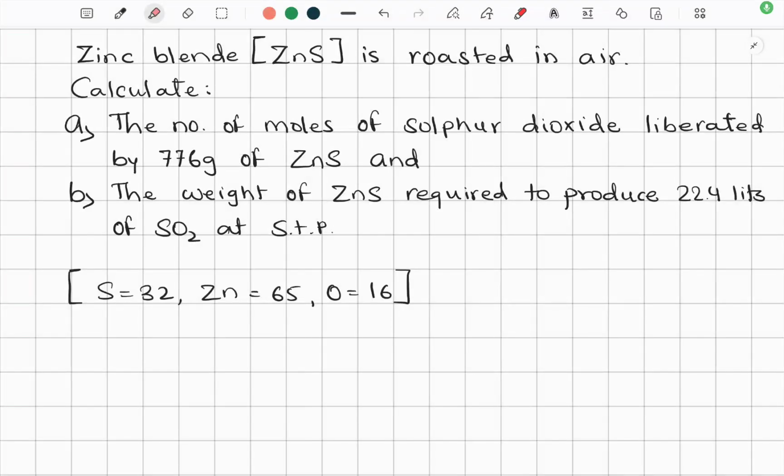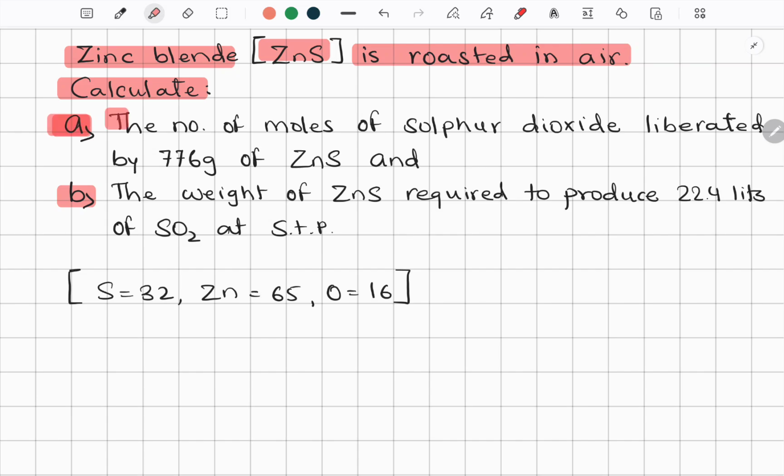Solve this question. In this question it's been asked that zinc blende, which is nothing but ZnS, is roasted in air. So calculate. This question is divided into two parts, part A and part B. Part A says the number of moles of sulfur dioxide liberated by 776 gram of ZnS. Okay, so what do we have to do?